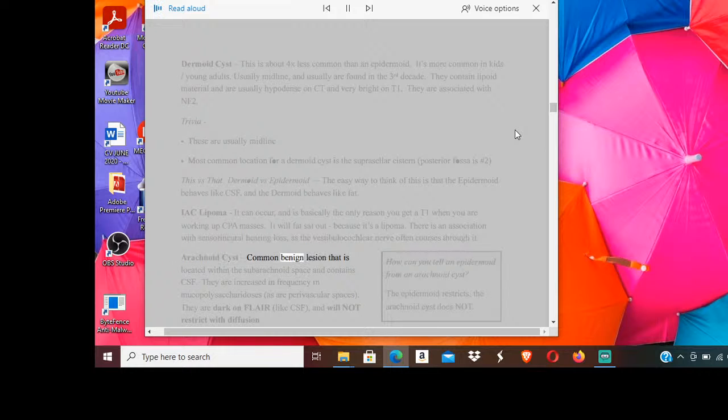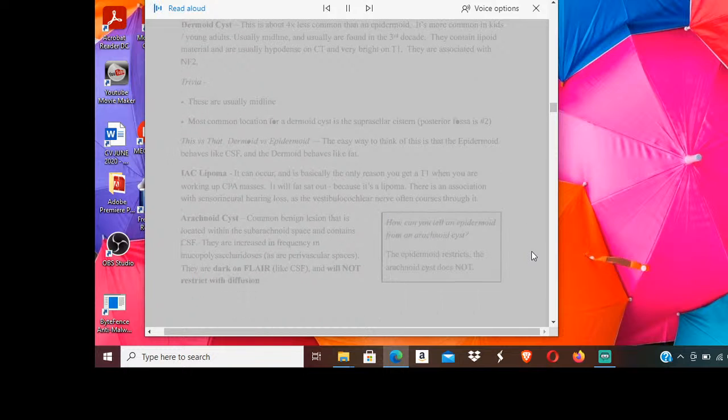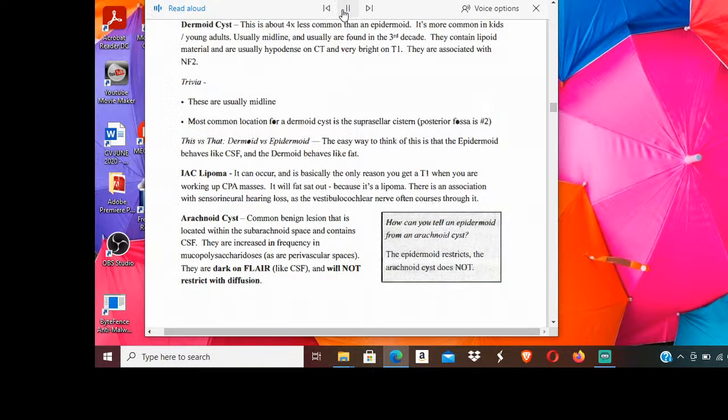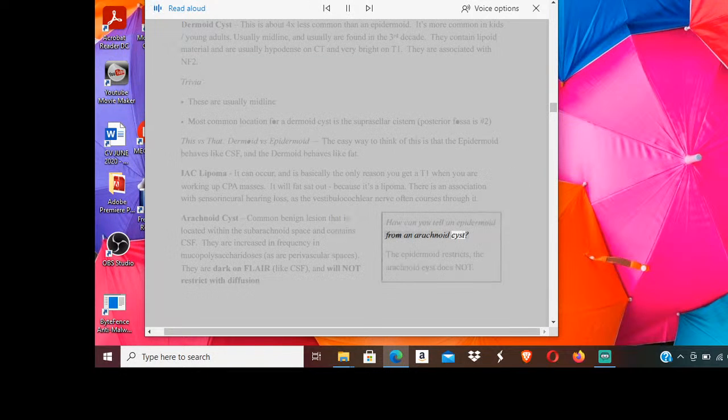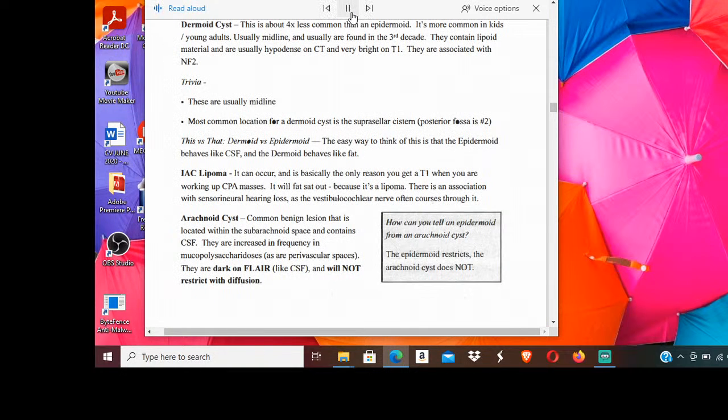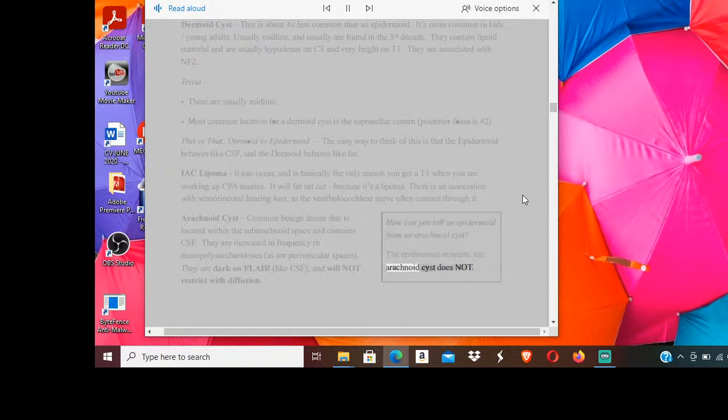Arachnoid cyst, common benign lesion that is located within the subarachnoid space and contains CSF. They are increased in frequency in mucopolysaccharidoses, as are perivascular spaces. They are dark on FLAIR, like CSF, and will not restrict with diffusion. How can you tell an epidermoid from an arachnoid cyst? The epidermoid restricts, the arachnoid cyst does not.